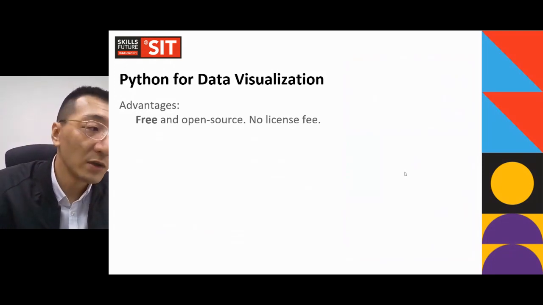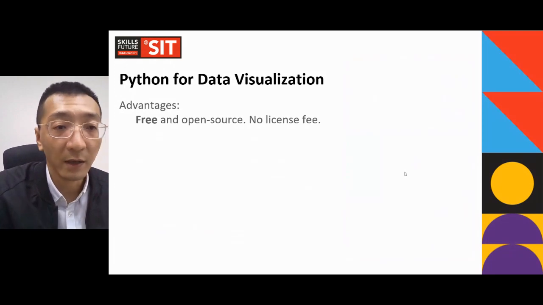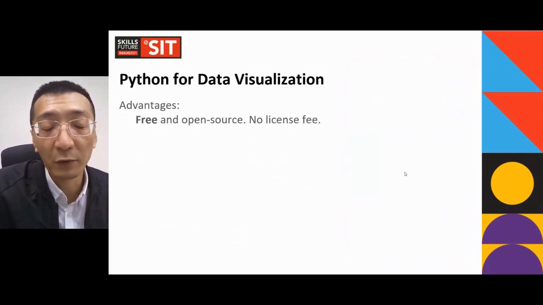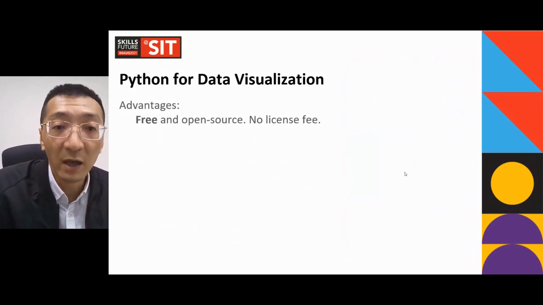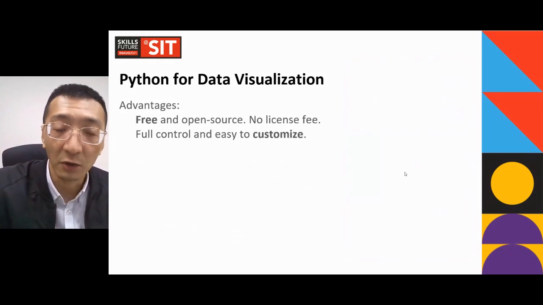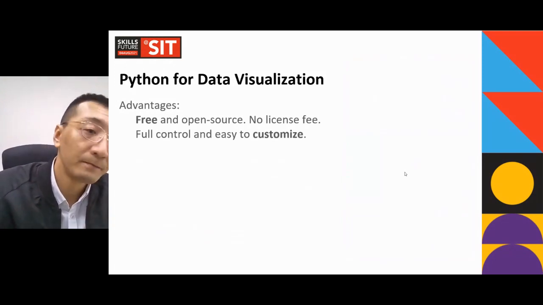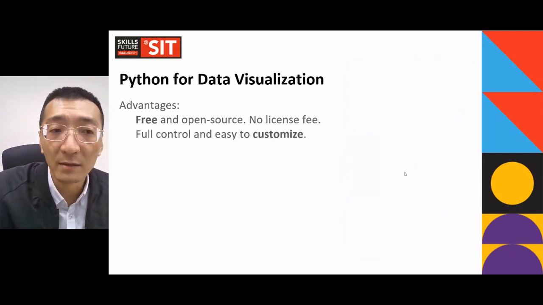First, suppose you are using some libraries for visualization, especially in Python. And nowadays, most of those libraries are free and open source. And you don't have to pay anything for those libraries. You can use that for free. Okay, so you can manage your budget and investment. And also you have full control. And it's really easy to customize.